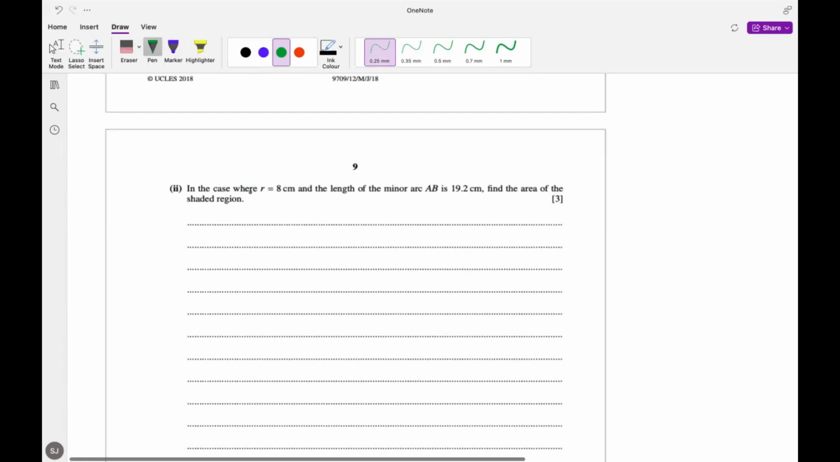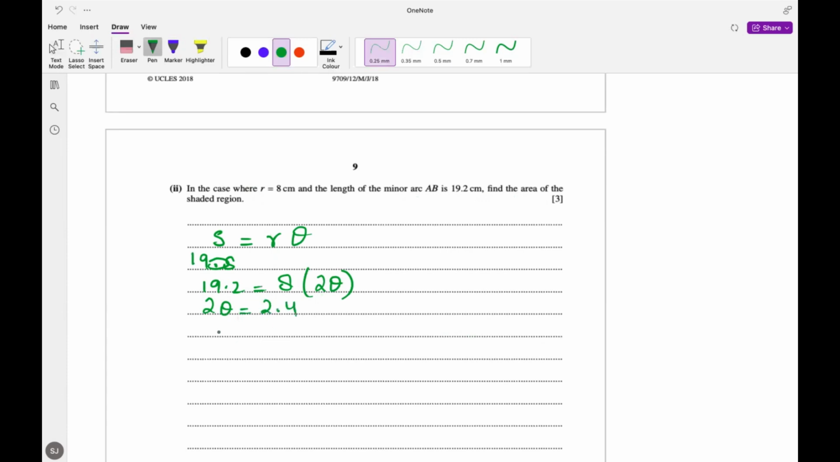In part 2, it is saying that in the case where r equals 8 and the length of the minor arc is 19.2, we have to find the area of the shaded region. Now the formula for arc length is s equals r theta. The arc length is 19.2, the radius is 8, and in place of theta we have 2 theta. So 2 theta will be equal to 19.2 divided by 8, which is 2.4. So the value of theta will be 1.2.